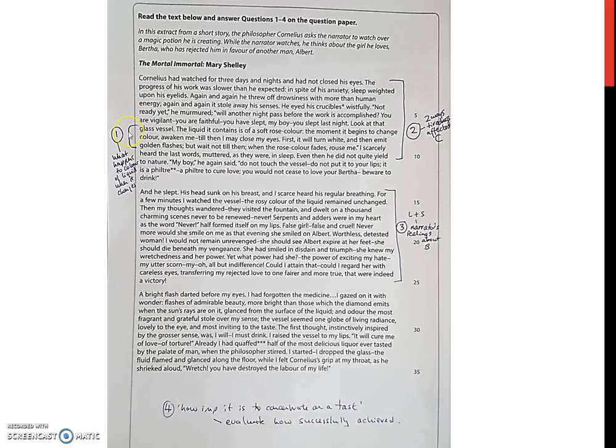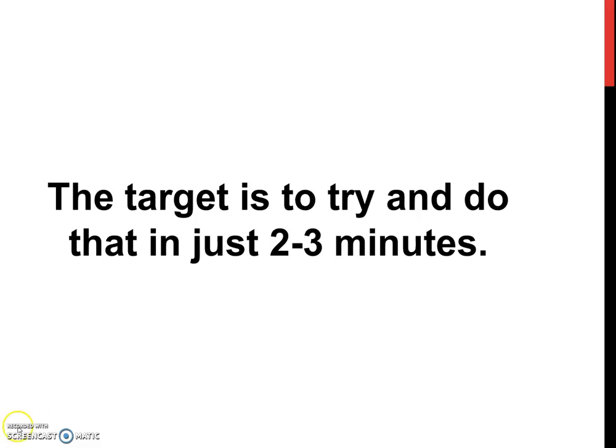So you can see my bracketing off for question 1, my bracketing off for question 2, my bracketing off for question 3, and then for number 4, just at the bottom, how important is it to concentrate on a task, evaluate how successfully achieved. Now, I'm writing this for myself, so it's fine if you're doing this yourself to use shorthand abbreviations to speed up. And the target is to try and do all of that in just 2 to 3 minutes. So that's read the questions, circle and underline the key points, and then go back to the text, which we haven't read yet, and bracket off which line numbers relate to which questions and the main focus of each question.